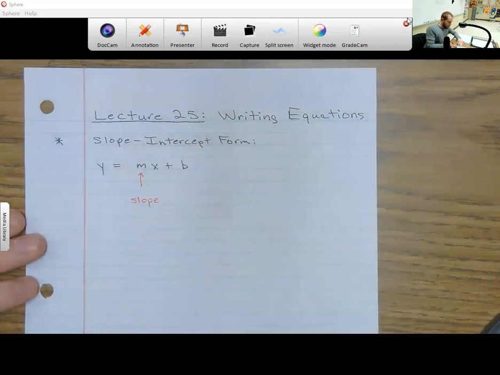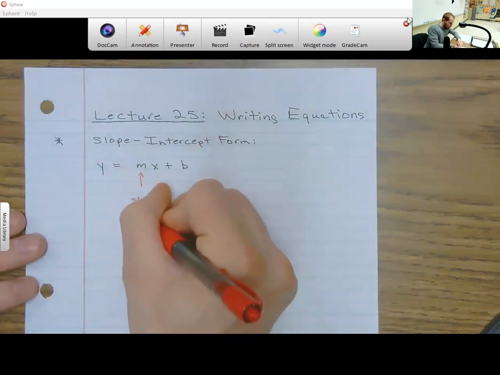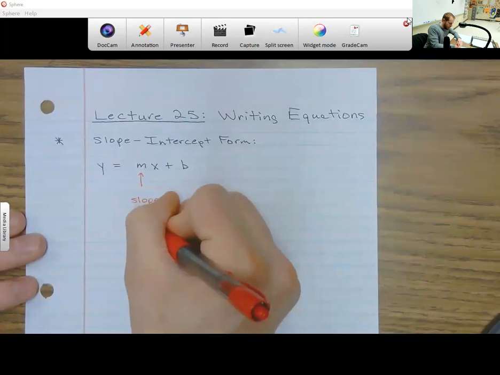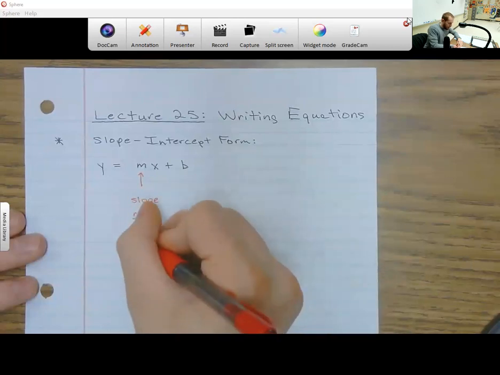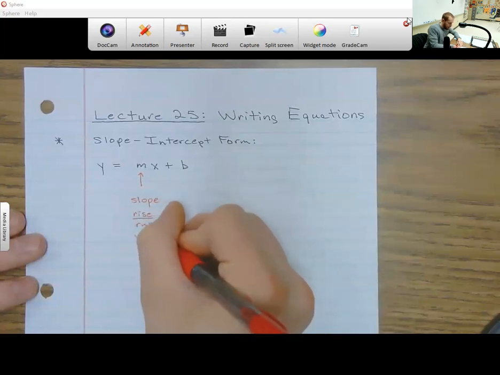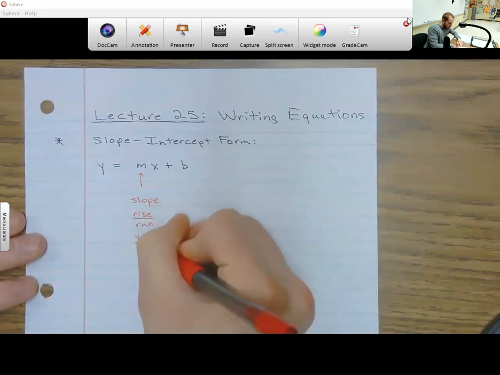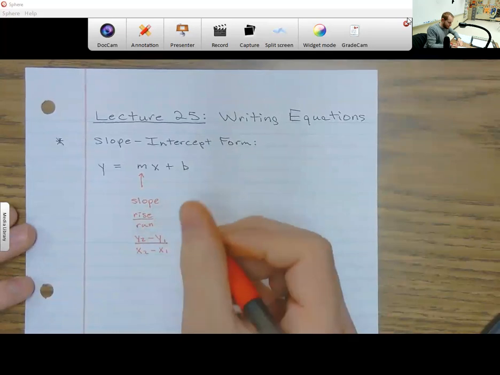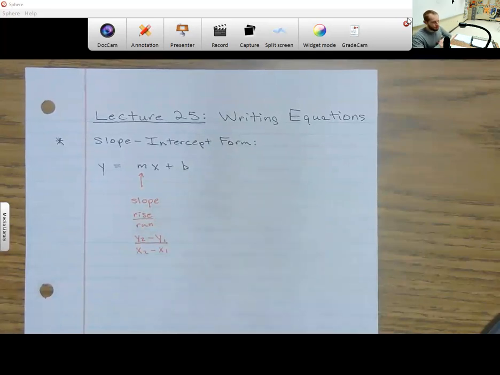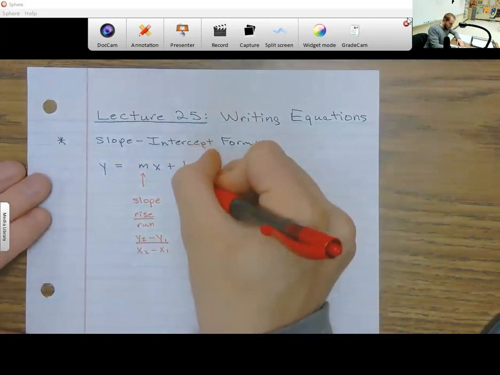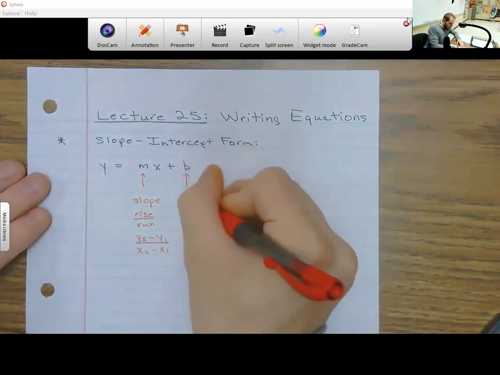One way to think about slope is rise over run. Or you can think about it as y2 minus y1 on the top and x2 minus x1 at the bottom. So that's what slope is. That's going to be the m. M is always going to be attached to the x. And b is going to be the y-intercept.